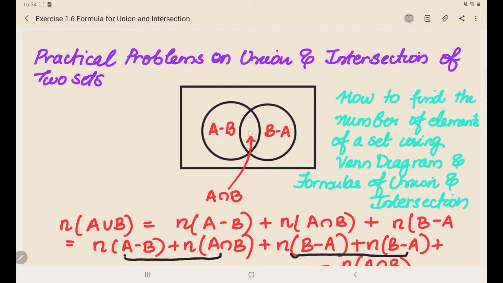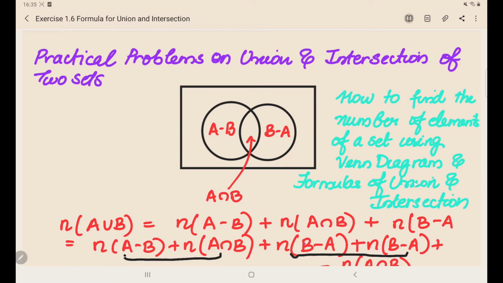You know that there are two sets here, A and B. The first portion of the set is A minus B. What is this A minus B? It is the set of all elements of A which do not belong to B. That is, only the elements of A, and they do not share elements with B. Again, the middle portion is A intersection B. What is A intersection B? It is all the elements which belong to A and also belong to B. What is B minus A? All the elements of B which do not belong to the set A.